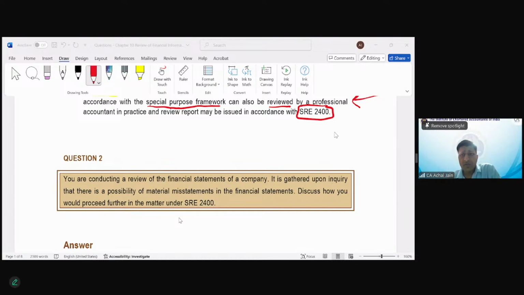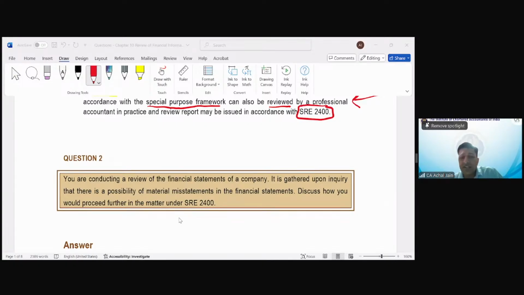Otherwise, he'll not do. Are you trying to say that? See, when there is no material misstatement, then he will not do that analytical procedure. When he finds the material misstatement exists in the financial statement, that time he will do the analytical procedure. Okay.